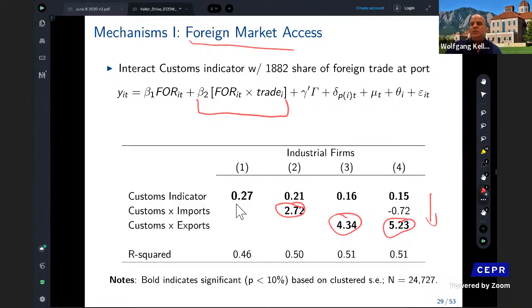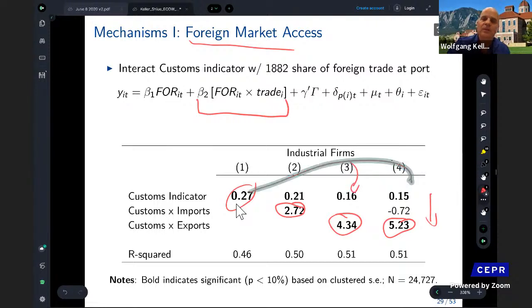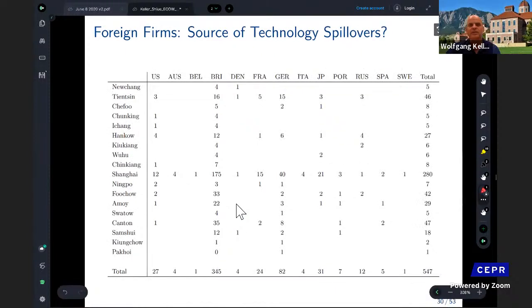And that's consistent with some kind of learning effect from interacting with these foreign firms. And size-wise, this is about 1/3 of the effect. So clearly one mechanism for these effects that we're estimating is improvements in foreign market access. We also ask ourselves, could foreign firms perhaps have something to do with the growth of Chinese-owned firms? We have data on foreign-owned firms in these ports. Many of them were British, as you can tell, and many of them were in Shanghai, but we know where they came from.